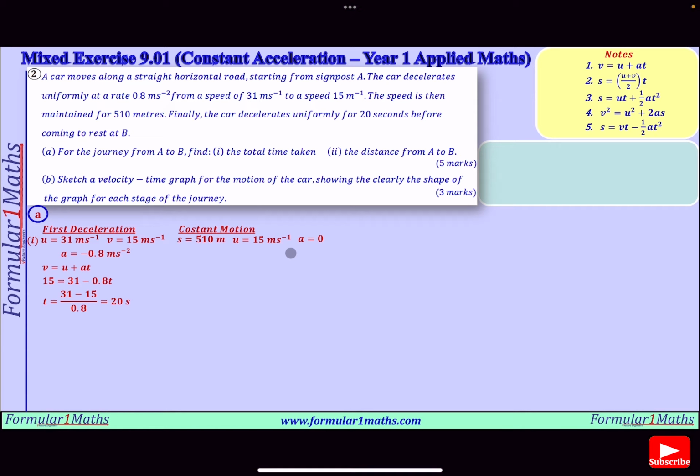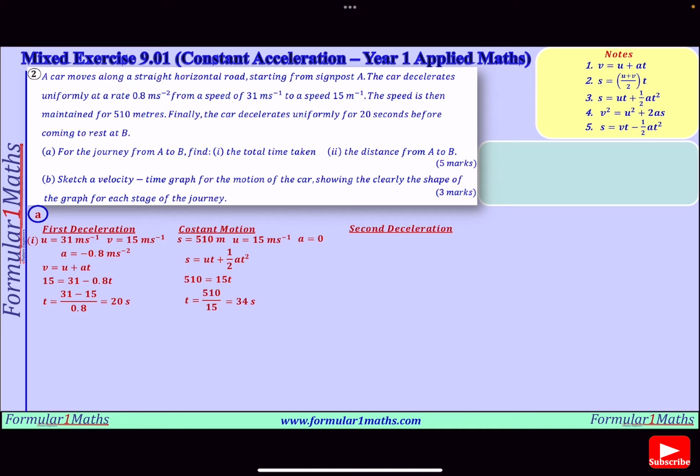So which of the SUVAT equations are we going to use? We can see that we're going to use equation 3. So let's put that one down and do our substitution. And we're going to get 510 for S, 15 for U, and then we've got our T, and the whole of this term becomes 0 because A is 0. And so if we solve for T, we are going to get 34 seconds. And so the second stage, the constant velocity motion, took 34 seconds.